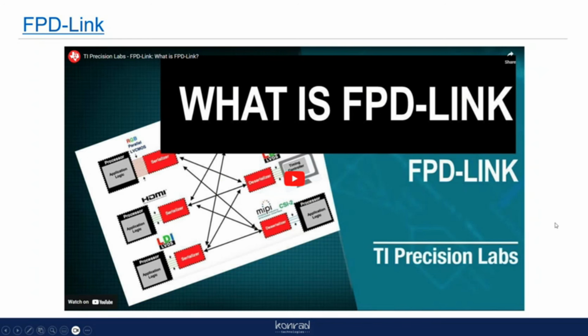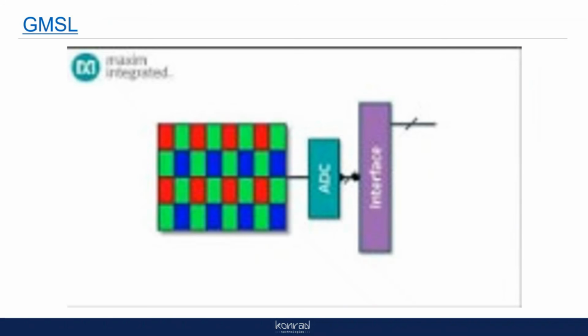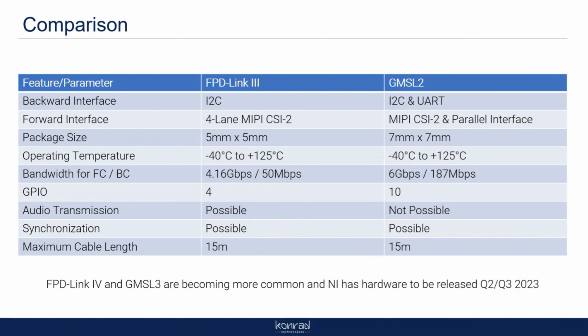So SerDes chipsets, I also have links to something from TI and another video from Maxim that go into detail on theirs, but I'm going to skip over these because they take a little bit of time. The basic gist is there's 2 main manufacturers, TI and Maxim/ADI, and there's 2 main technologies, FPD-Link and GMSL, and they're both SerDes. They have a forward interface and a backward interface, they call it. The package size is slightly different. The operating temperature is the same. The bandwidth is different. The GPIOs are different. And then there's a little bit more you can do with FPD-Link that you can't do with GMSL. The main thing being audio.